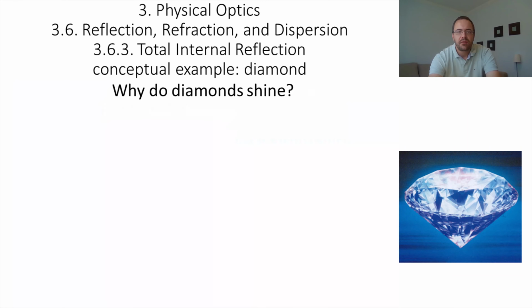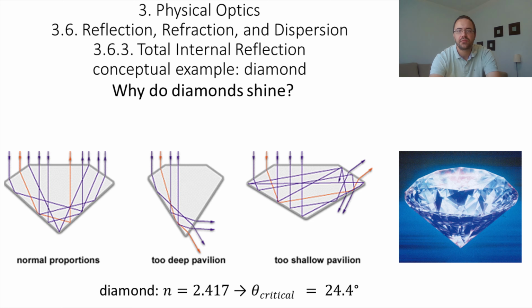Now, one more example. Have you ever wondered why diamonds are so shiny? What is it? Well, it's physics 9B. In fact, the index of refraction of diamond is very large. It's around 2.4. And so the critical angle for total internal reflection is quite small, only 24 degrees. And so if your diamond is cut with angles that are larger, then all the light is reflected back, and so that makes diamonds very, very shiny.